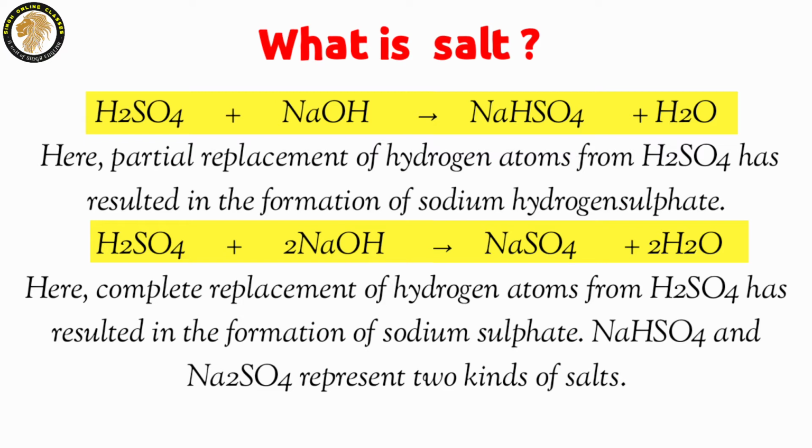Now the next, you can see sulfuric acid plus 2 molecules of sodium hydroxide. Here you can see 2 sodium atoms can replace 2 hydrogen atoms. As a result we got sodium sulfate plus 2 molecules of water. So here we can say complete replacement of hydrogen atoms from sulfuric acid has resulted in the formation of sodium sulfate. Here NaHSO4, that is sodium hydrogen sulfate, and Na2SO4 represent two kinds of salts.